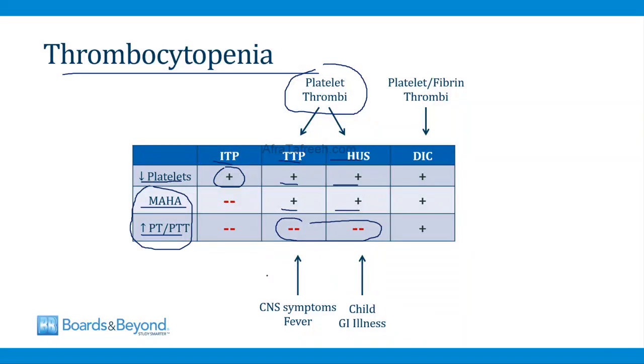And then remember, TTP often presents with CNS symptoms. It can present with a fever. In contrast, HUS usually presents in a child after a GI illness with E. coli. And then finally, in DIC, remember the thrombi that form contain platelets and fibrin, so you see low platelets, microangiopathic hemolytic anemia, and coagulopathy with prolongation of the PT and PTT. And that concludes our module on thrombocytopenia.